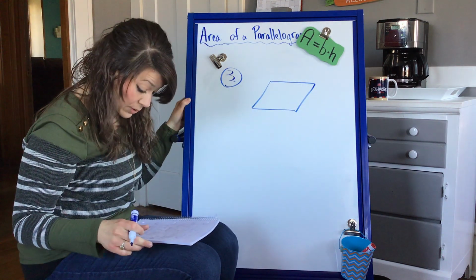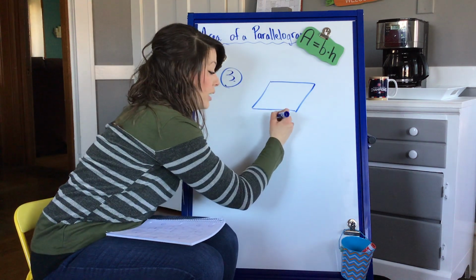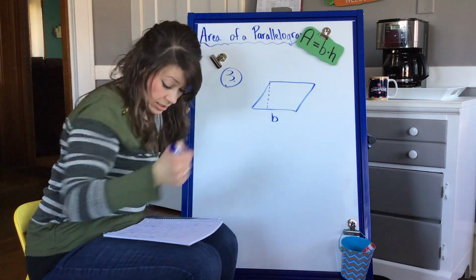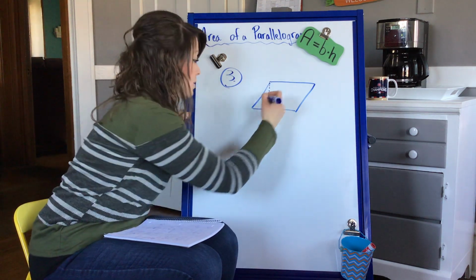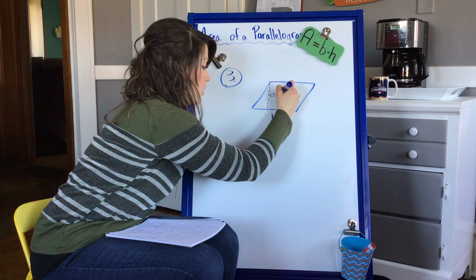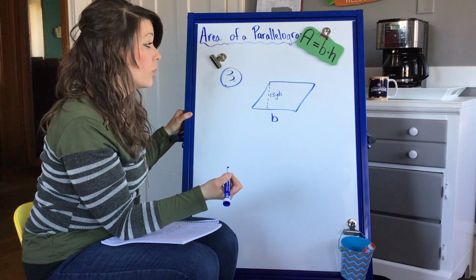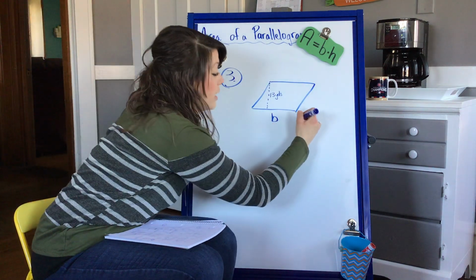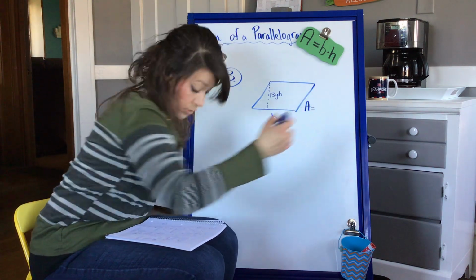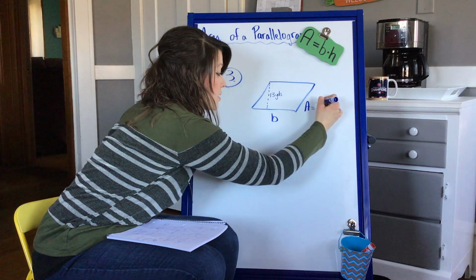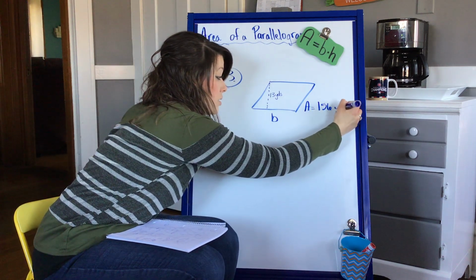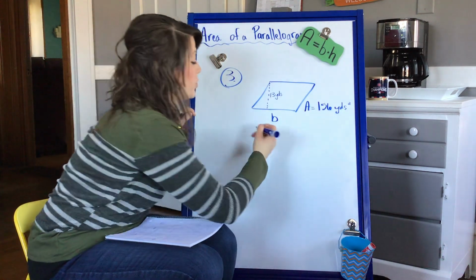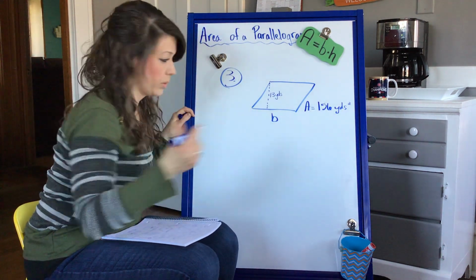Okay, so in this one, you're not actually going to have your base. So that's going to be an unknown. But you are going to have your height, and your height is 13 yards. Because I'm not giving you the base, I'm actually going to tell you what your area is. So the area for this one is, area equals 156 yards squared. So that's my answer. So now this is finding the unknown. These are the second ones.